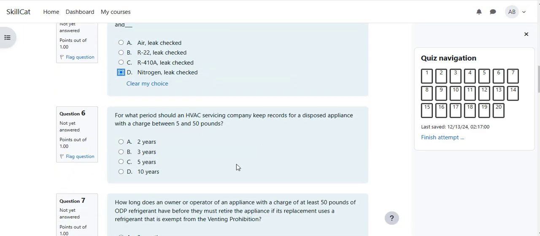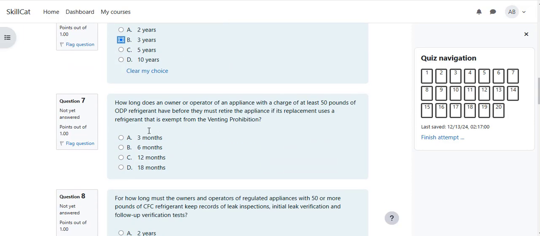After installation of a field applied split system, the unit should first be pressurized with nitrogen and leak checked. For what period should an HVAC servicing company keep the record? For 3 years. How long does the owner and the operator of an appliance with charge of at least 50 pounds of ODP refrigerant have before they must retire the appliance if its replacement uses a refrigerant that is exempt from the venting provision? I don't remember this one.